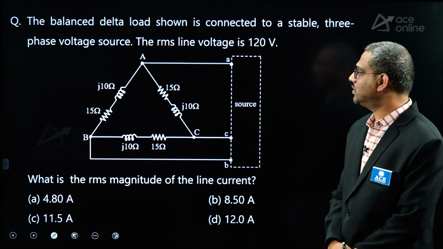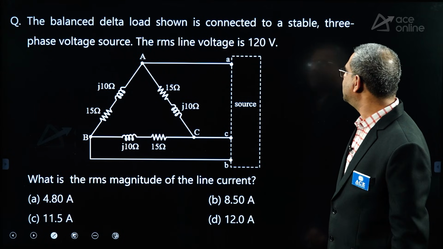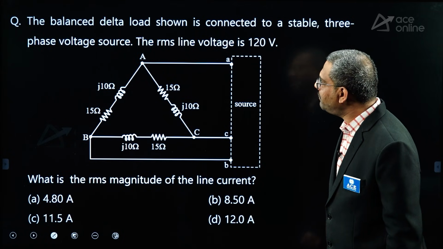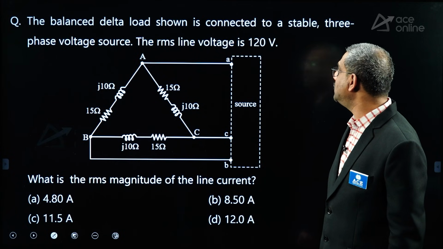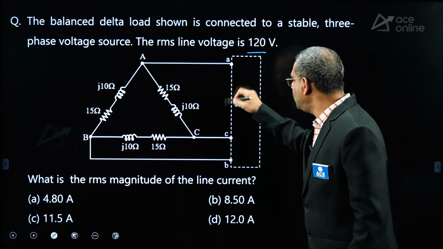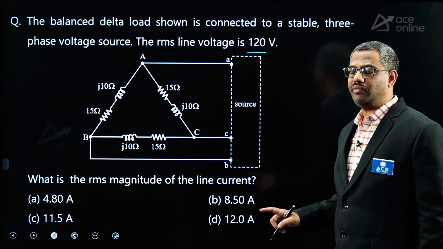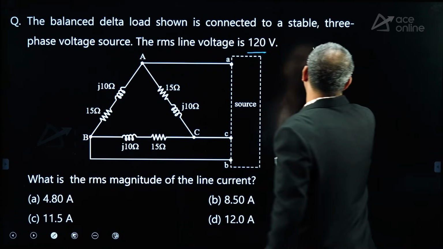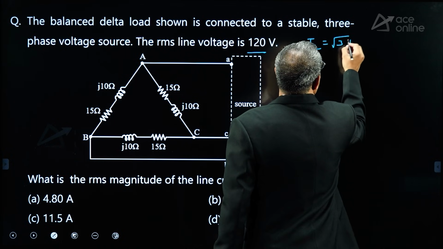Now see this interesting question. A balanced delta load is connected to a stable 3-phase voltage source. The RMS line to line voltage is 120. Then the RMS magnitude of the line current is being asked. So in a balanced delta, we know the line current is √3 times the phase current.